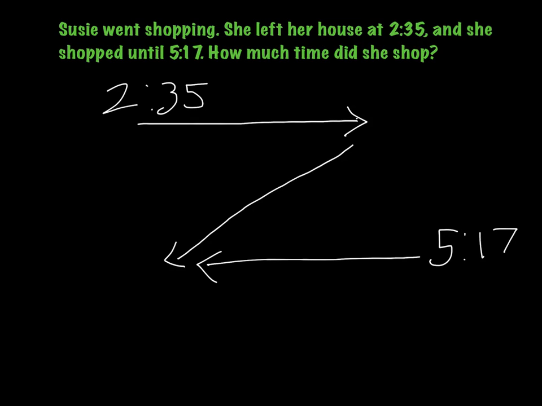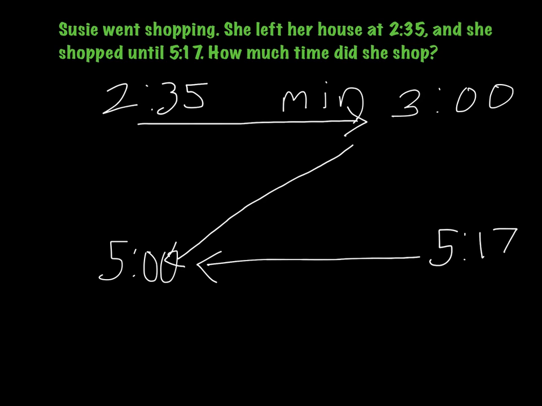Now what you're going to do is figure out what's the next closest hour ahead of 2:35. And it would be 3 o'clock. And then what would be the next closest hour to 5:17 before 5:17? And that would be 5 o'clock. So now you need to figure out how many minutes between 2:35 and 3 o'clock. So in order to figure that out, we can do 25 minutes.